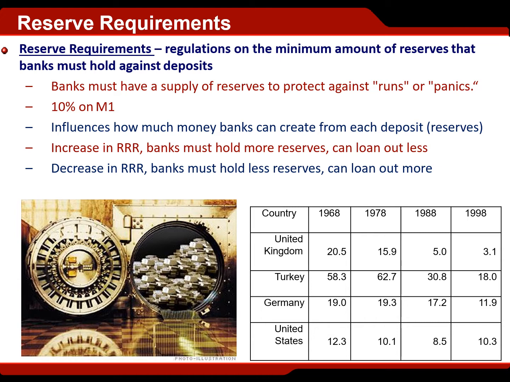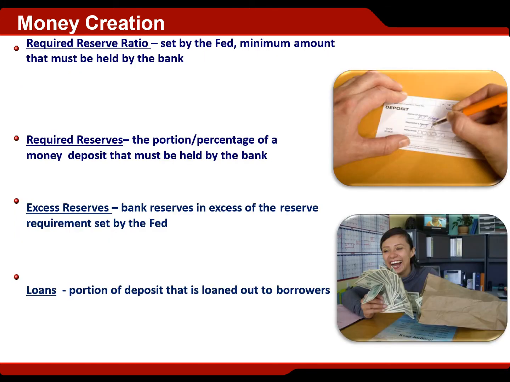But if we decrease this reserve requirement, if we make it smaller, the banks don't have to hold as much of your cash in reserve, and they're allowed to lend more. When the banks lend more, the economy speeds up. There's more borrowing, there's more buying, and all that's good for aggregate demand. So let's talk about a couple important terms here.